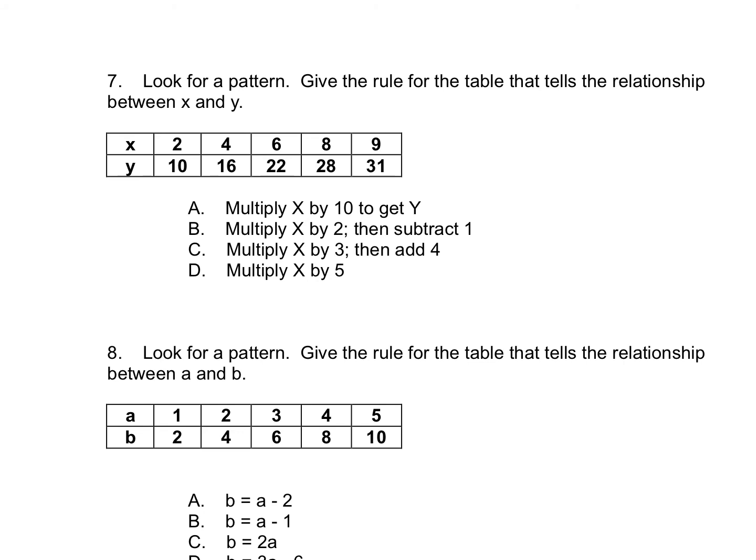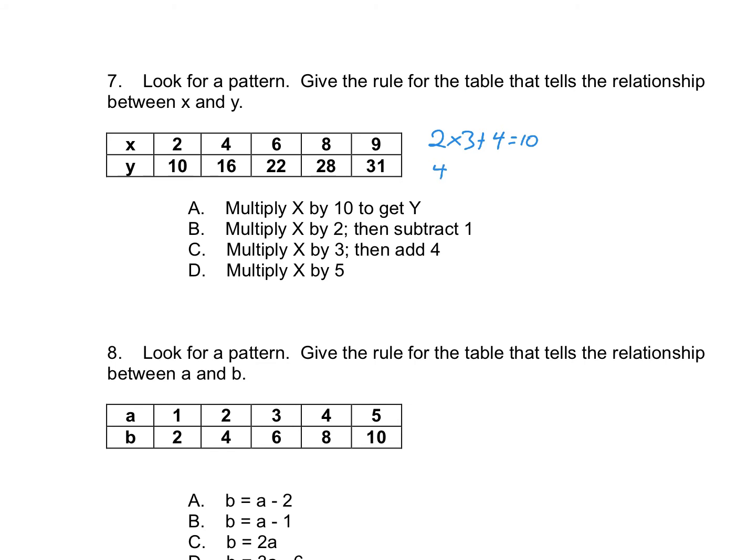All right, let's move on and go ahead and look at C. If we multiply x by 3, then add 4. Let's try it out. 2 multiplied by 3, then add 4. That would give us 2 times 3, which is 6, plus 4 is 10. Okay, it works for that one, but don't stop there. Let's make sure that it works for the second case.